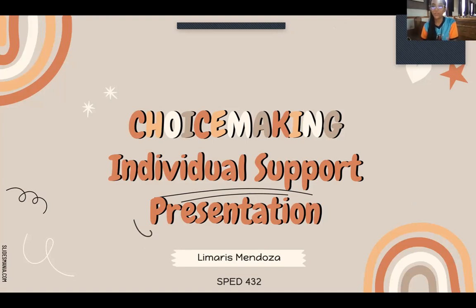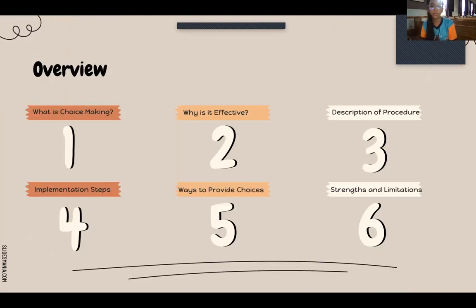My topic was on choice making. Before we get started, I just wanted to provide an overview of what we're going to be covering during this presentation. We are going to be looking at what is choice making, why is choice making effective, a description of the procedure in applying the strategy, implementation steps, examples of those steps, ways you can provide choices to students, and the strengths and limitations of implementing the choice-making strategy.